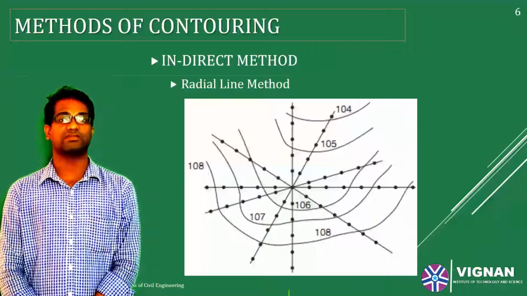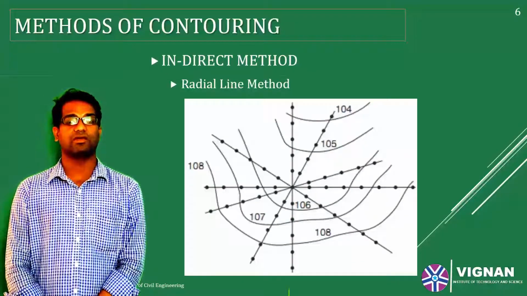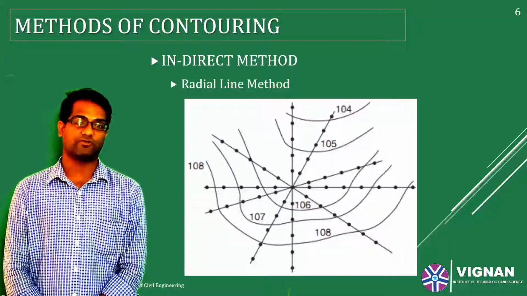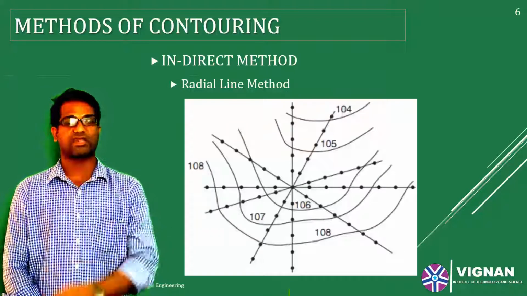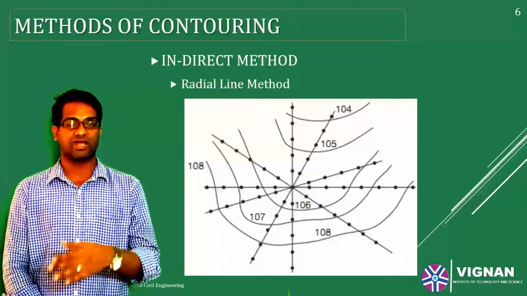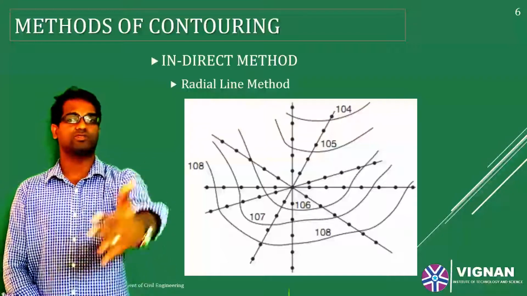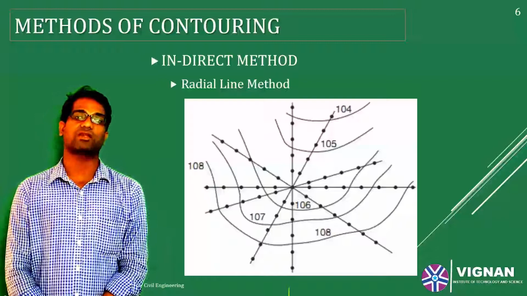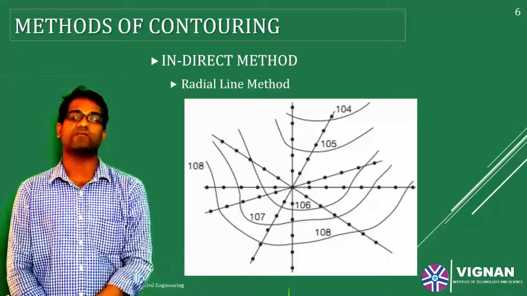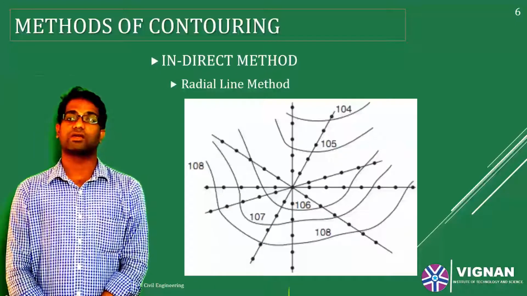The third method is the radial line method. The radial line method is the same as the method we followed for the grid line method. Rather, we will start taking the lines from the center itself, and at regular intervals we will take the staff readings and we will calculate the reduced levels. With those reduced levels, you can easily plot the contour lines.